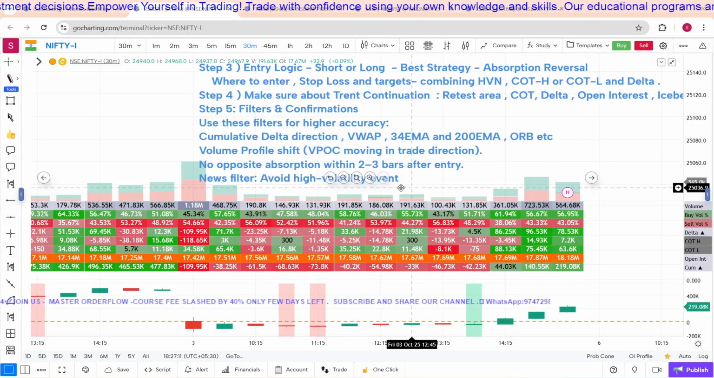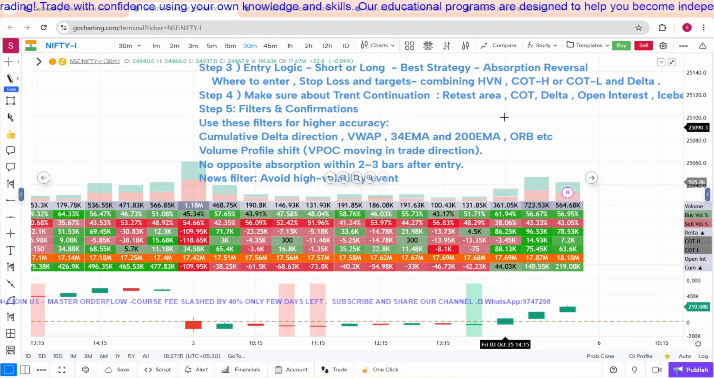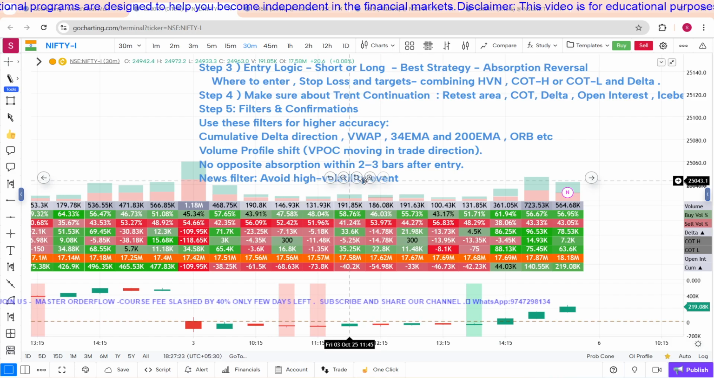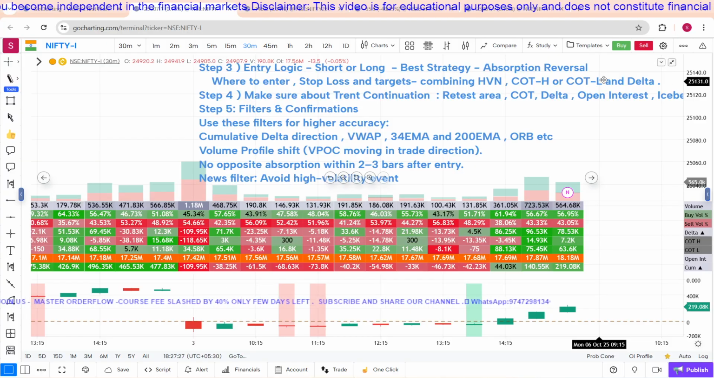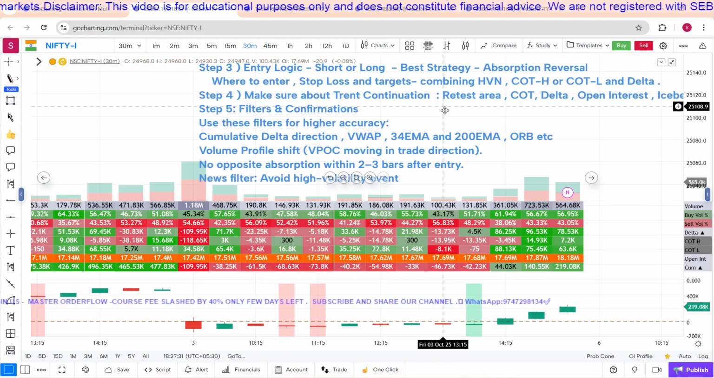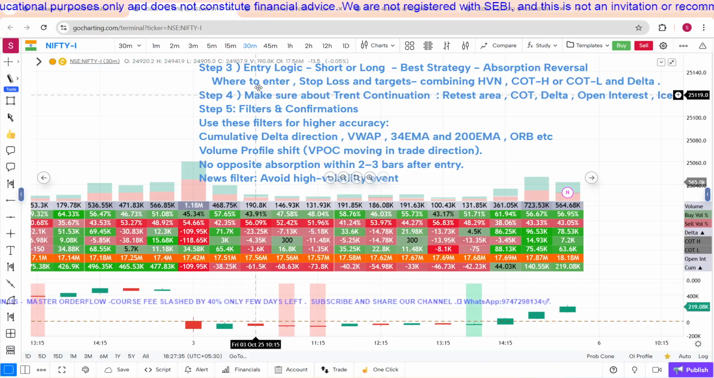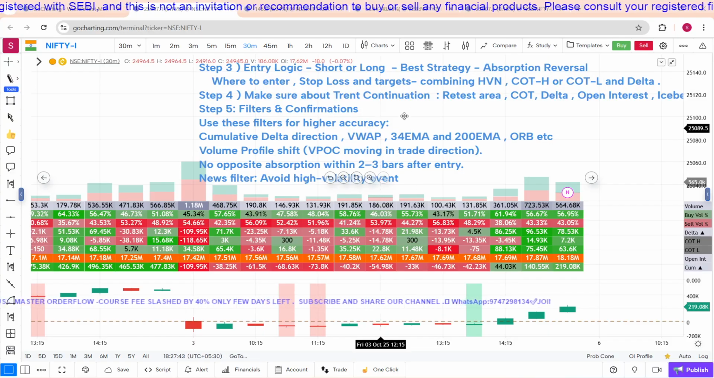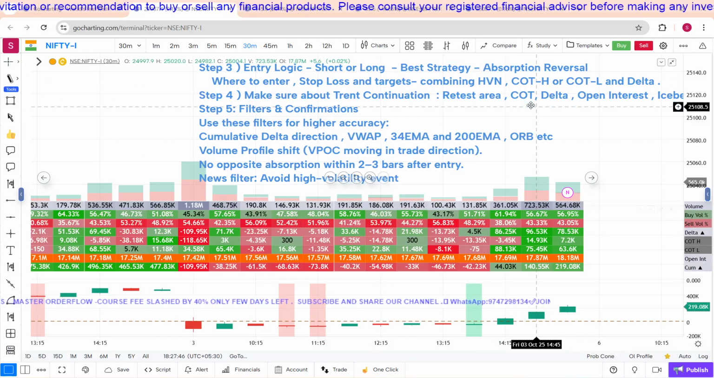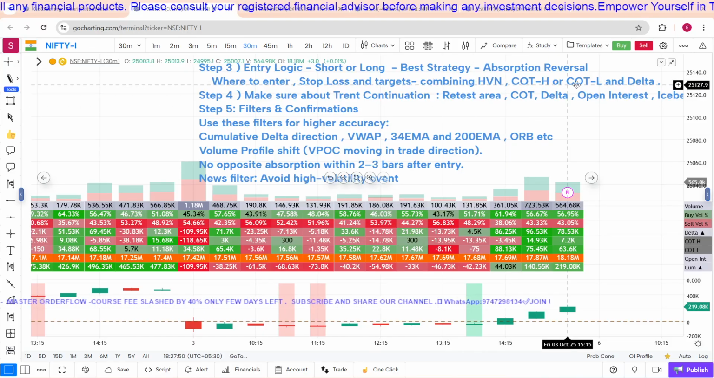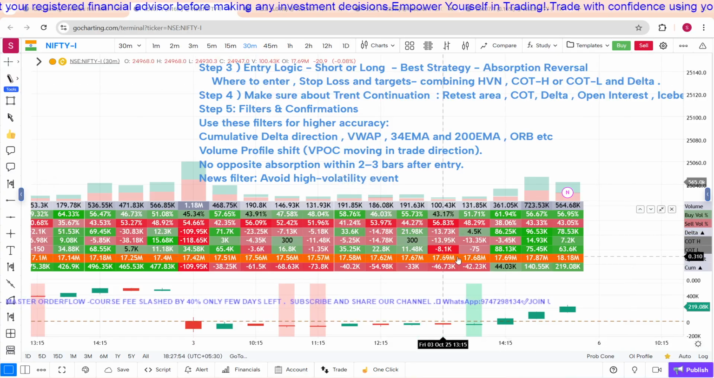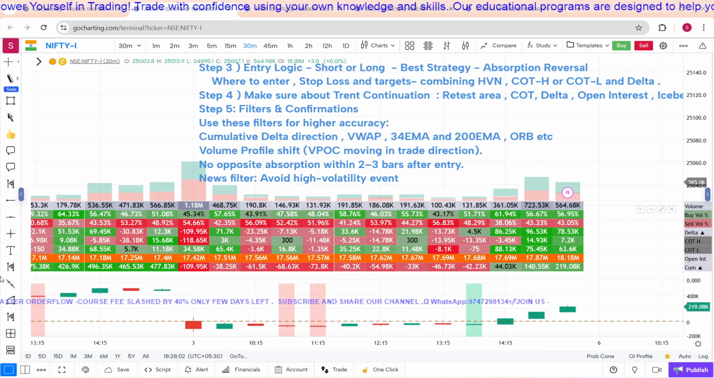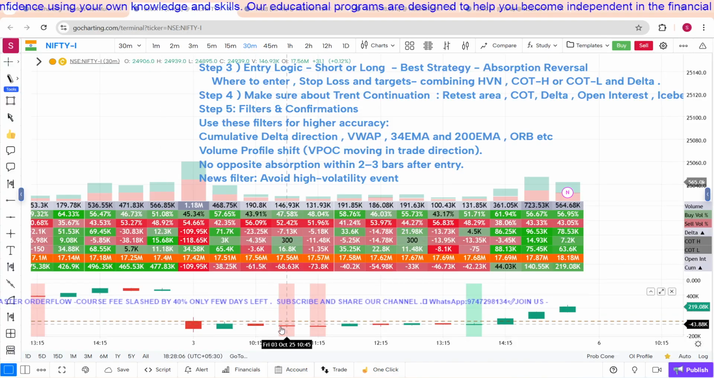The aggression alone gives us only small profit. Absorption happens when there are huge limit orders in a particular candle. And this absorption reversal should be very strong. Along with aggression, it gives us huge returns. For this, we have to know where to enter, where to put the stop loss, and what the targets are. These are all based on combining the high value node of the volume profile, COT-H, COT-L, delta, and along with that, open interest also we should consider. And moreover, very, very important, cumulative delta. Yes, cumulative delta and cumulative delta divergence.